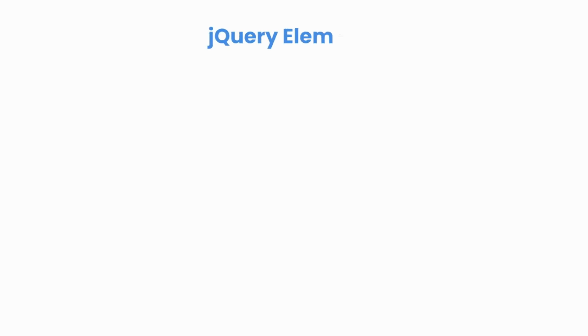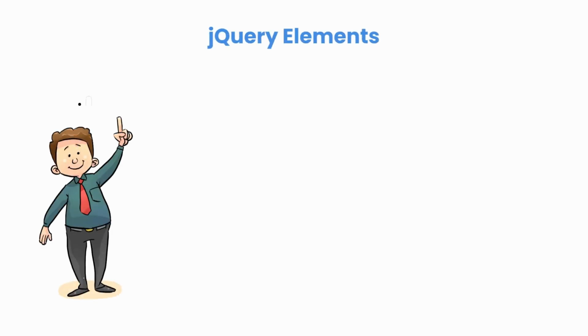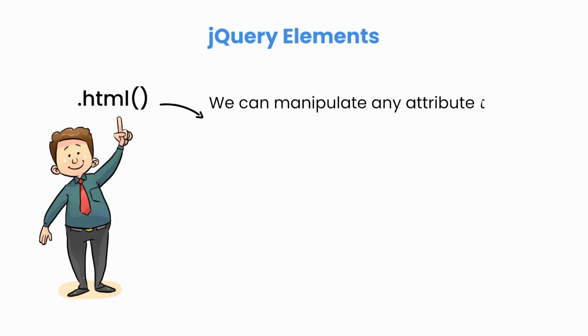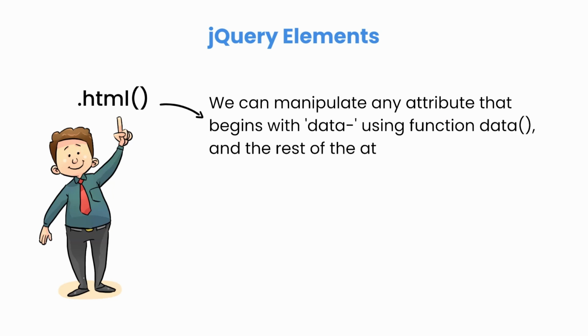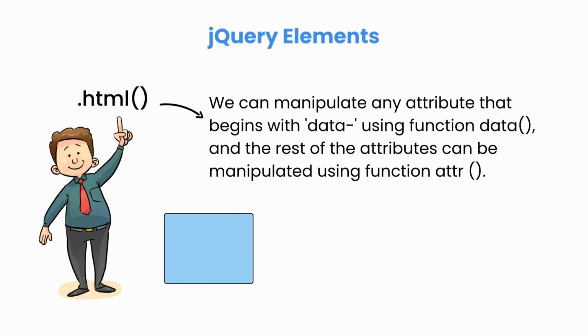We can use .html to set the entire HTML and add or remove classes. And we can manipulate any attribute that begins with data using the data function, and the rest of the attributes can be manipulated using the attr function. Still, remember that data is a common standard for custom attributes that JavaScript reads. Reading is especially useful when you want to provide more data from the backend, such as validation, denial, or an alert related to the field.